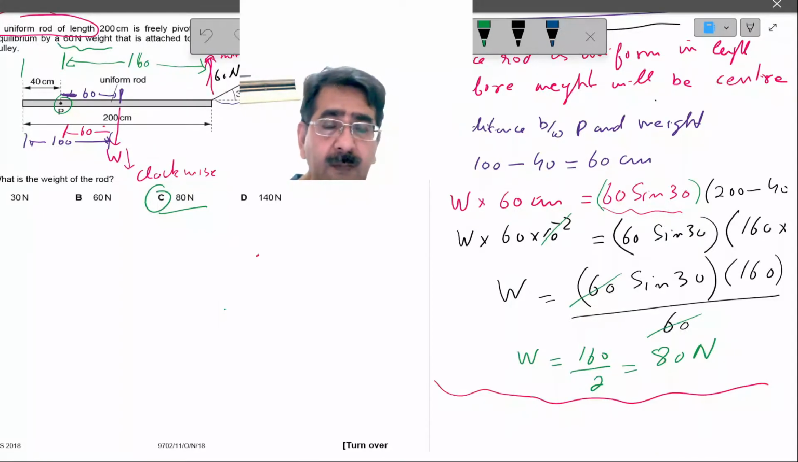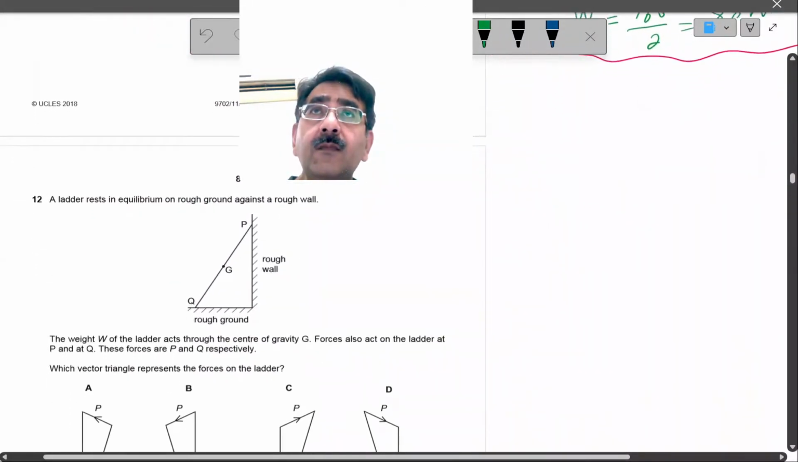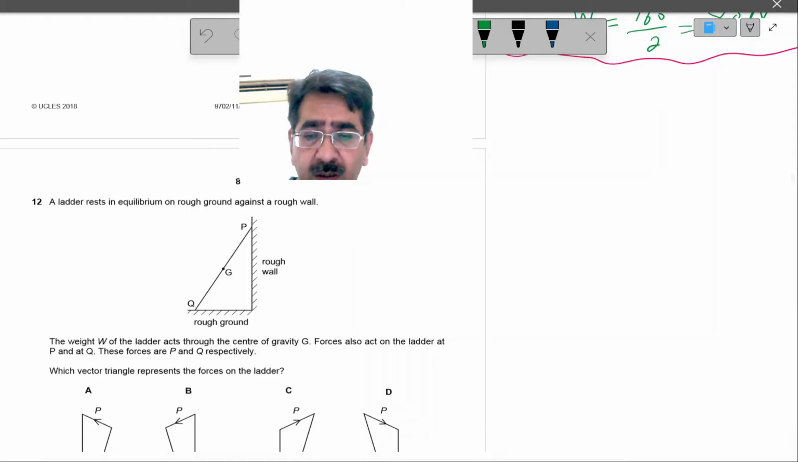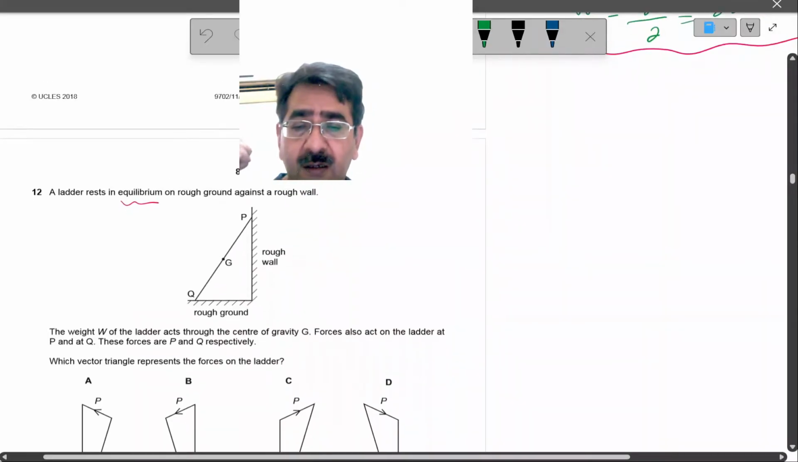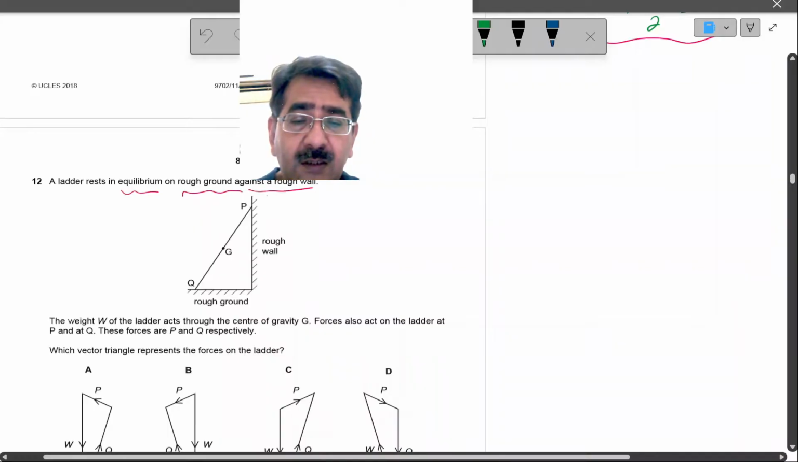This will be the result. So now move toward the next question: the ladder rests in equilibrium on the rough ground. Firstly, it's important to note that it is at equilibrium on the rough ground against the earth.